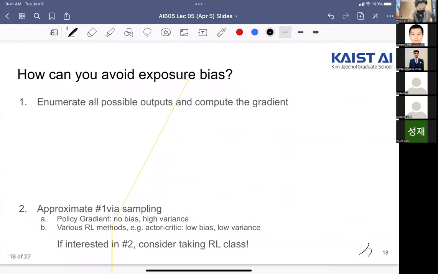because I think it's not a good place to take a break. So how can you avoid exposure bias? In fact, we can go back to our original probability distribution and then try to enumerate all possible outputs and compute the gradient. Then you will avoid exposure bias, because that's exactly the full definition of the gradient. It's a very exact estimation of the gradient.